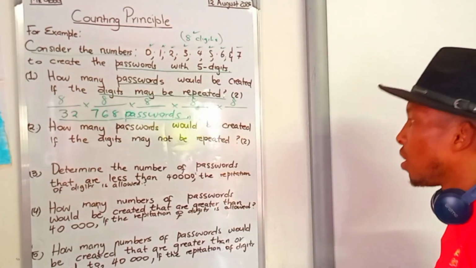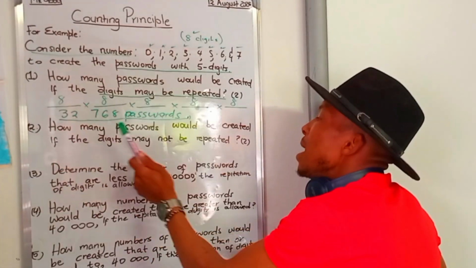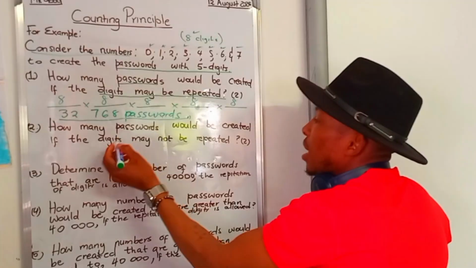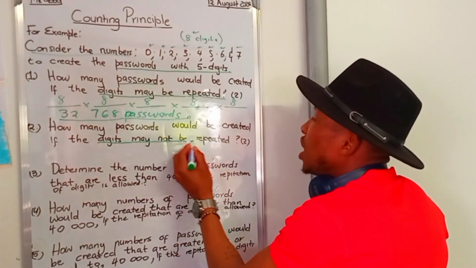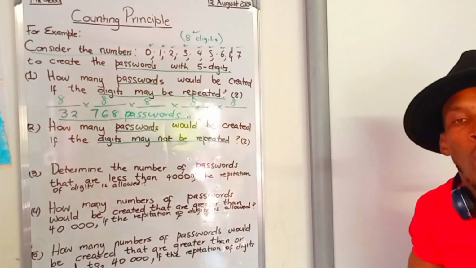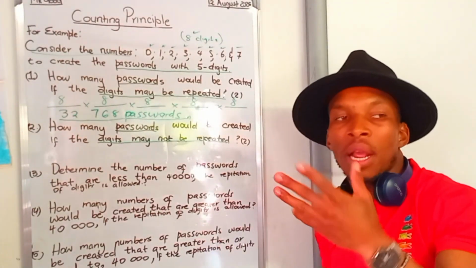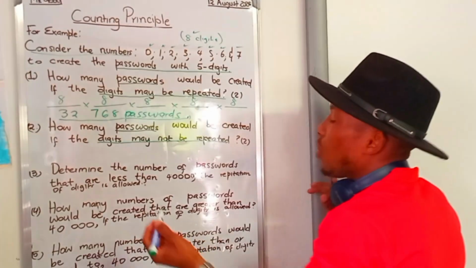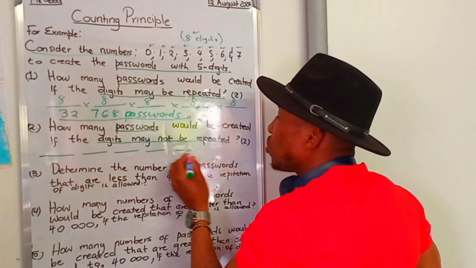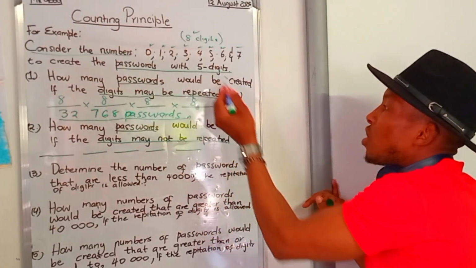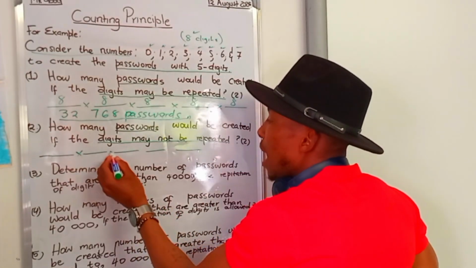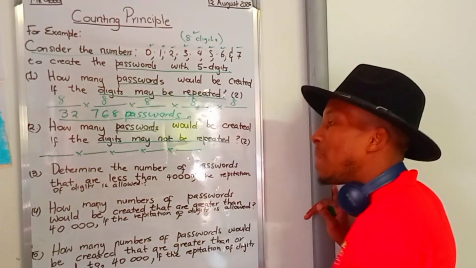Okay, this is very simple. Then number 2: how many passwords will be created if the digits may not be repeated? If the digits may not be repeated, that means once we use a digit, you cannot bring it back into the sample space. Then what are we going to do? The rule: we draw the horizontal lines. Those horizontal lines indicate the number of digits in the password, the events that you're going to choose from. Then between the lines, you put the multiplication sign.